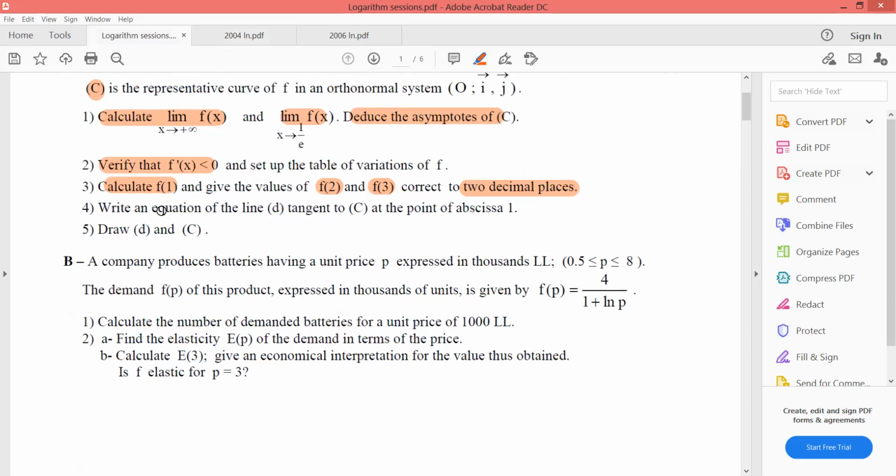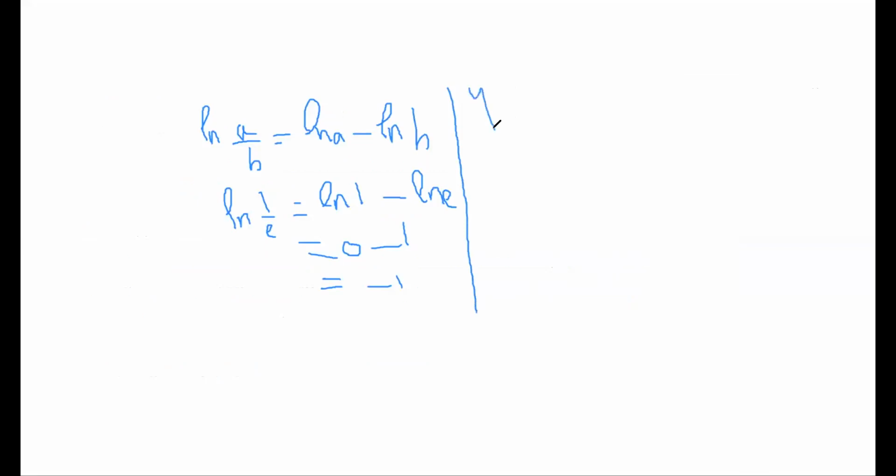Write an equation of the tangent D to the curve C at the point of abscissa 1. So we are going to write the equation of the tangent. Let us remember together how to find the equation of the tangent. The equation of the tangent is y minus ya equals slope into x minus xa.